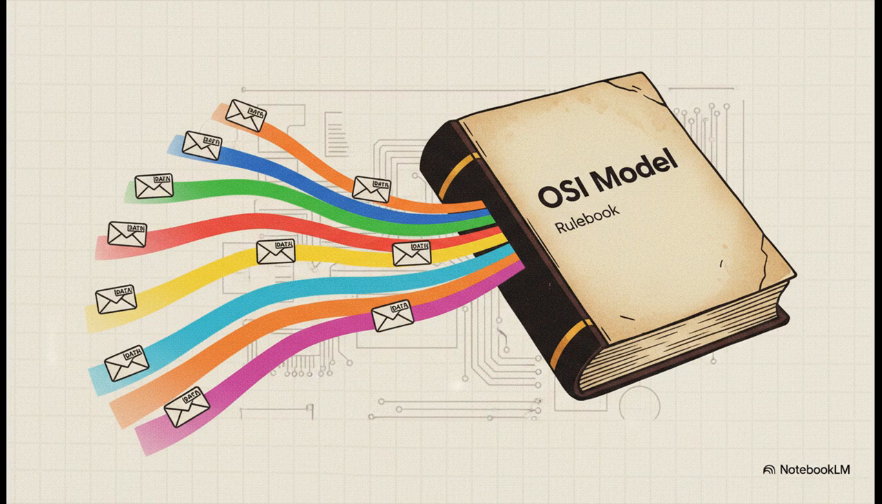Now, you can't just have mail flying around willy-nilly, right? Any good postal service needs a set of rules to make sure everything gets where it's supposed to go. Well, in the world of computer networking, our official rulebook is called the OSI model. It's what makes sure all the different devices can communicate in a standardized way.